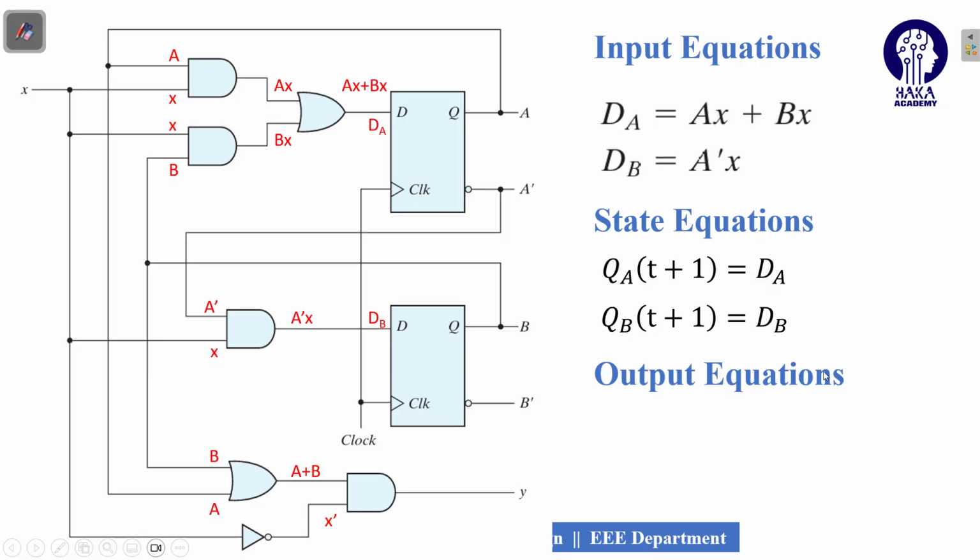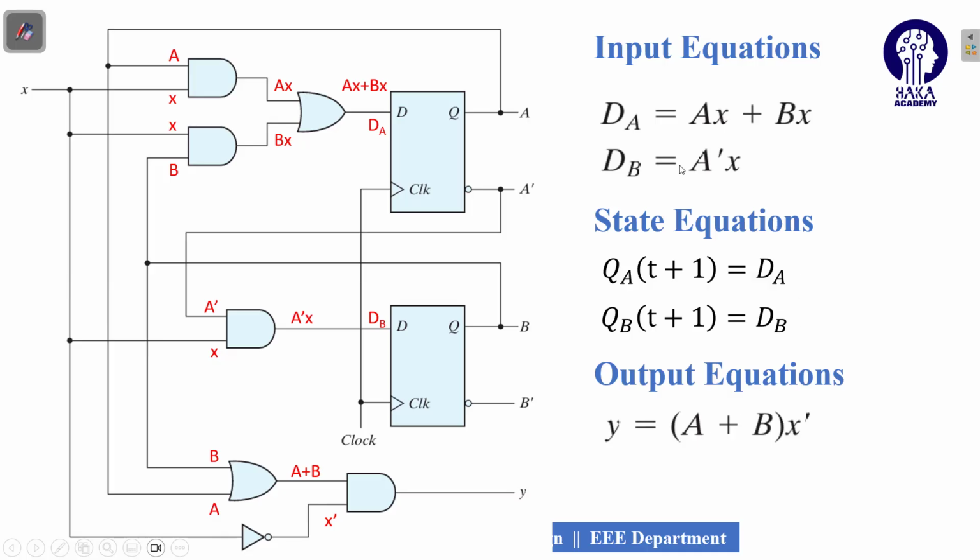So what is the output equation? Output equation is the output of the circuit. The output of the circuit is not B, not A, not A prime, not B prime, because these are the output of the flip-flops, not the output of the sequential circuit. Y is the output of the sequential circuit, so it means that Y is equal to A or B and X prime, according to this concept that you can see. So you saw that I could find these three equations.